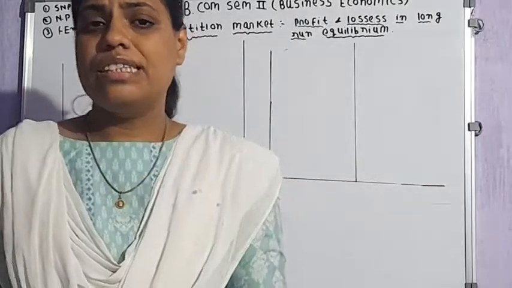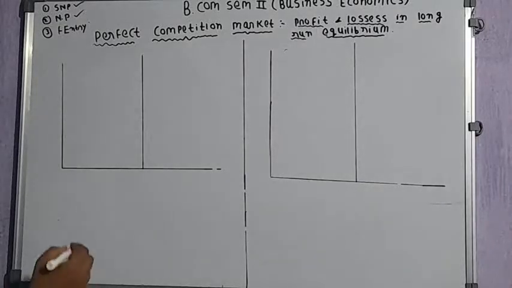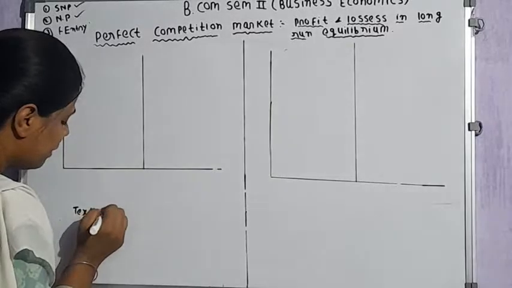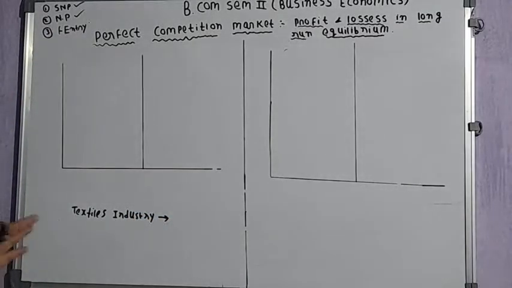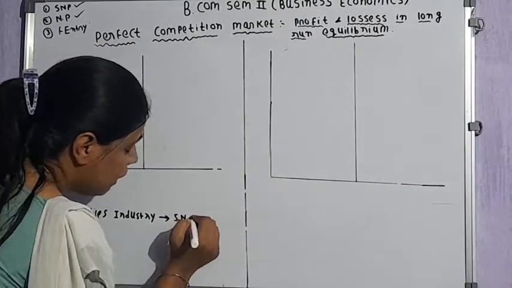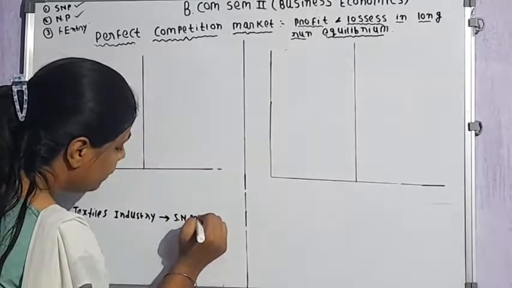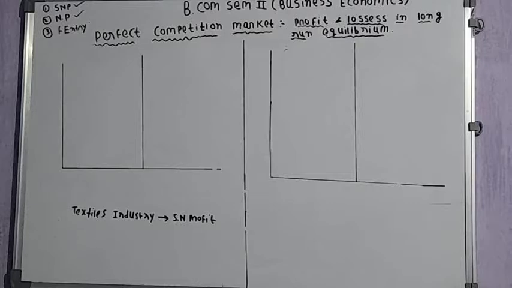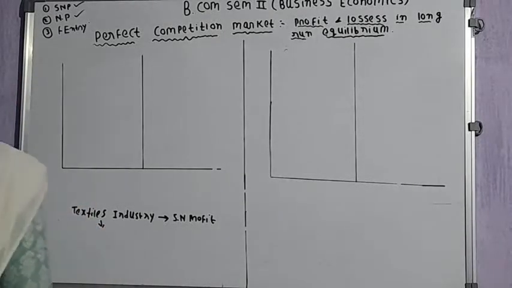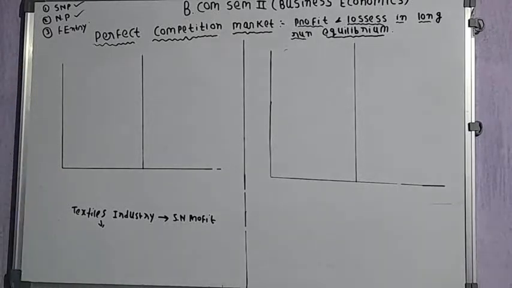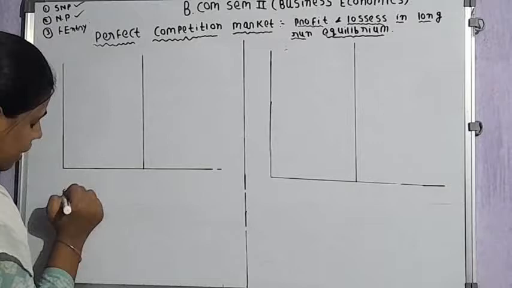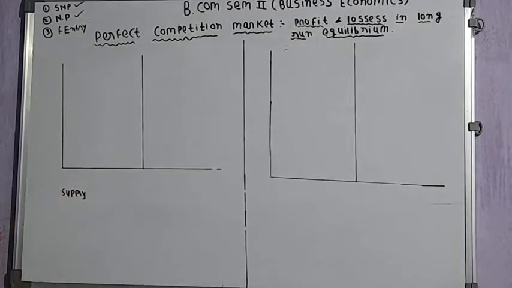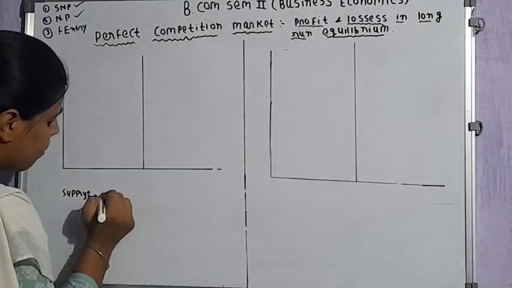Now take one example. There is a textile industry, and all the existing players in this industry are earning high profit. When the other sellers or suppliers see that the players in the textile industry are earning supernormal profit, what will they do? They will also start entering into this industry in order to earn the supernormal profit, in order to increase their profit. And when these other sellers enter into the textile industry, what will happen? Supply will increase, right? Supply will increase, and demand would remain stable.